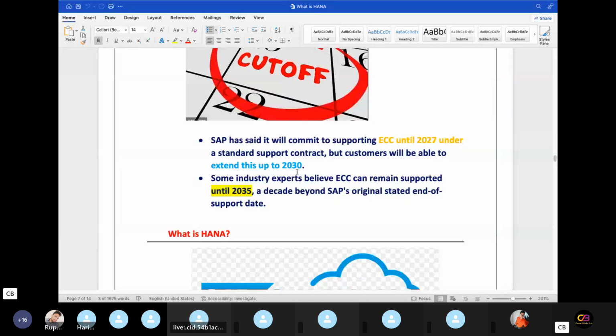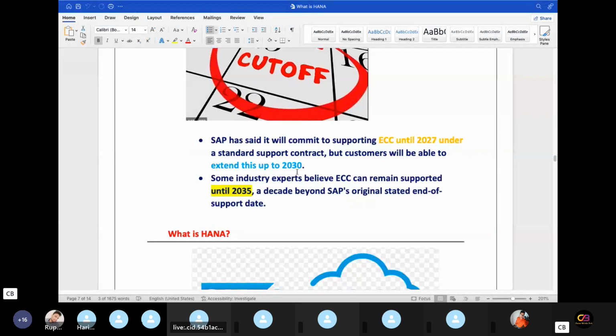The deadline is 2027, and 2030 is the last date. Up to 2027, SAP will give the service to the customers. After 2027 onwards, no. Some of the experts say ECC will be there up to 2035.